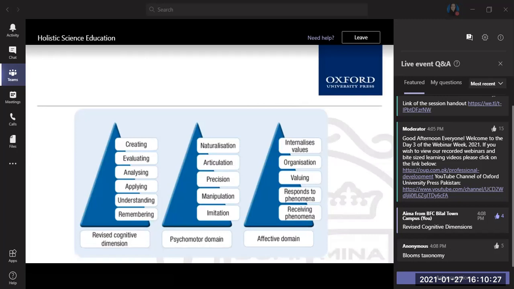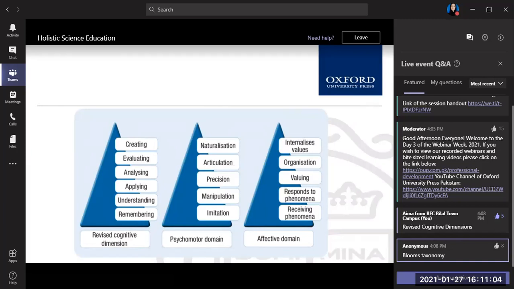Then the third domain is the affective domain. The affective domain is something which we normally ignore a lot in our teaching and learning that happens in the entire school. The first step is receiving phenomena. This is about awareness, willingness to hear, selected attention, and when you are able to differentiate between some things and you're able to accept, to listen, and to respond to different things.